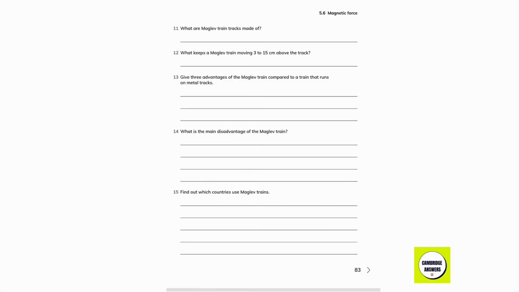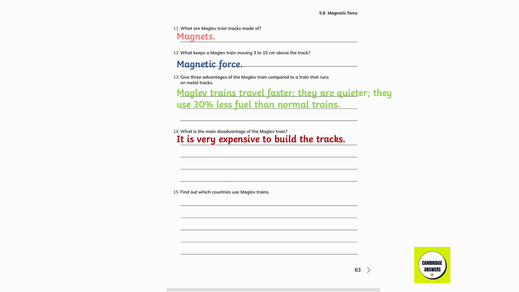What are maglev train tracks made of? Magnets. What keeps a maglev train moving 3 to 15 centimeters above the track? Magnetic force. Give 3 advantages of maglev train compared to a train that runs on metal tracks. Maglev trains travel faster, they are quieter, they use 30% less fuel than normal trains. What is the main disadvantage of the maglev train? It is very expensive to build the tracks. Find out which countries use maglev trains. In 2020, there were 2 maglev trains in use in China, 2 in South Korea, and 1 in Japan.